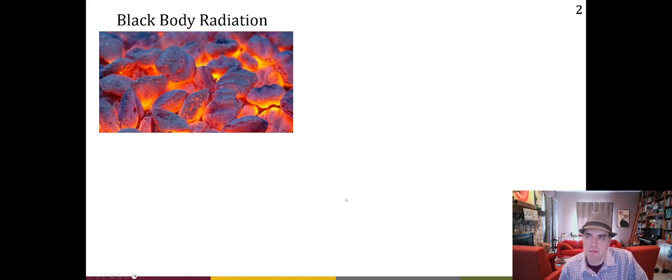With that idea, I want to talk about something called black body radiation. Now, that is just when objects get hot, they emit light. We've seen this. Here's a picture of hot coals here.